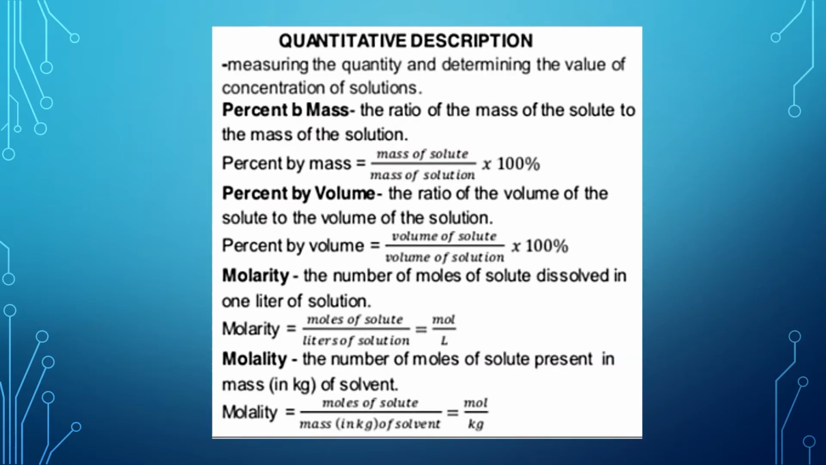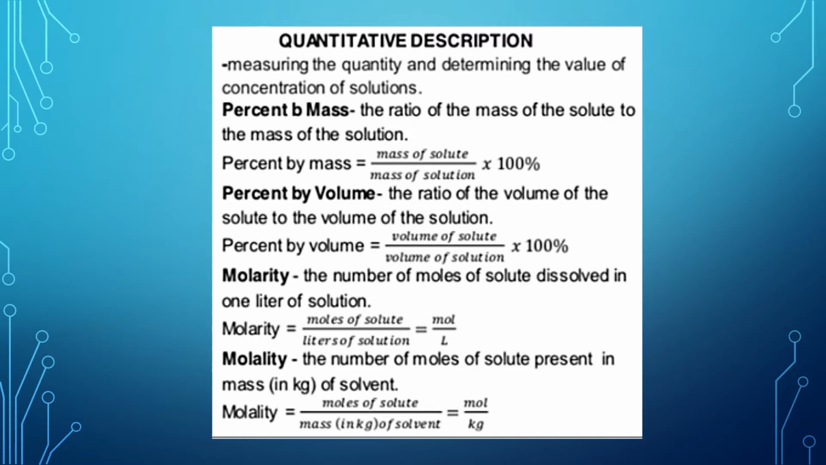Next is the quantitative description. So when we say quantitative description, from the word itself, quantity, meaning meron siyang minimeasure na value. So it involves numbers. So, we have here percent by mass. Percent by mass po yan, class, hindi po percent B mass. Percent by mass is the ratio of mass of solute to the mass of solution. So, pag kinompute natin yan, mass of solute divided by the mass of solution times 100.